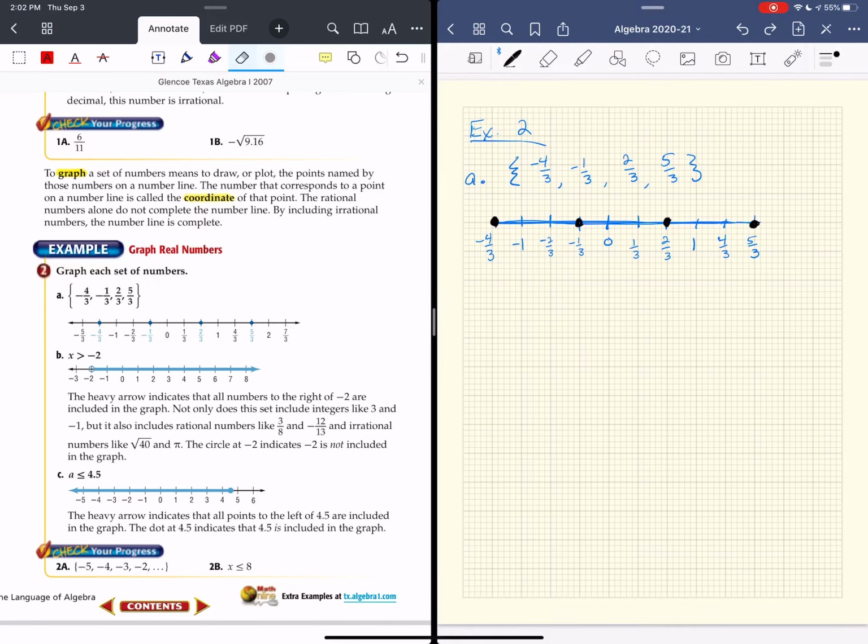I don't think I want to do examples B or C yet. We're not going to be graphing things like that just yet, so let's skip B and C.